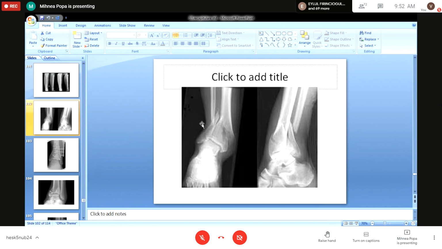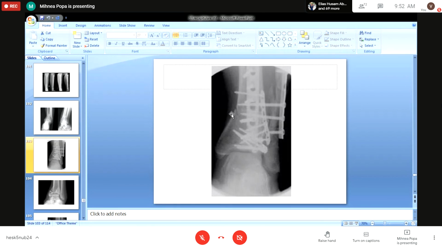As you can see here, this fracture is supramalleolar. It doesn't have fractures in the articular surface. And the treatment is through plate and screws that help us reduce the fracture.